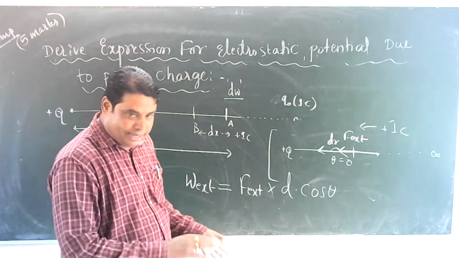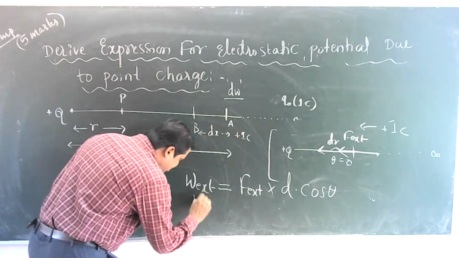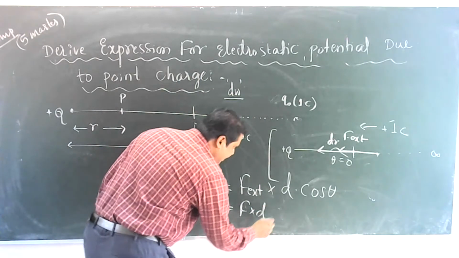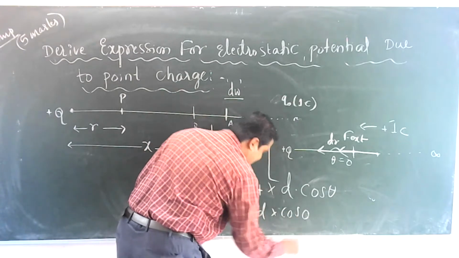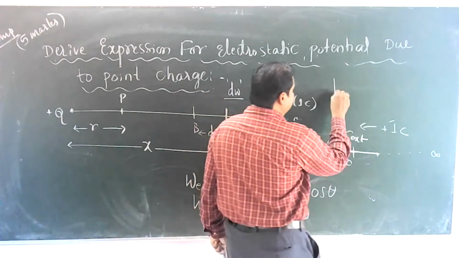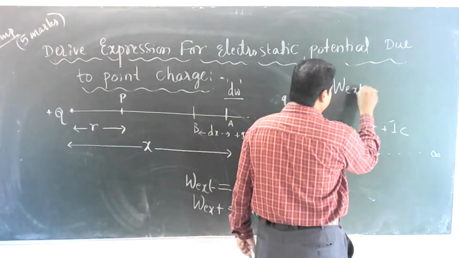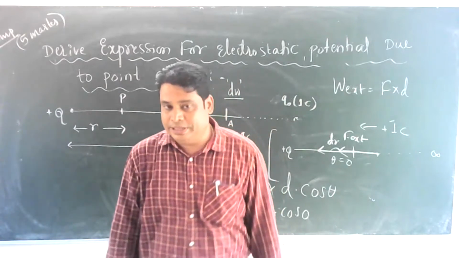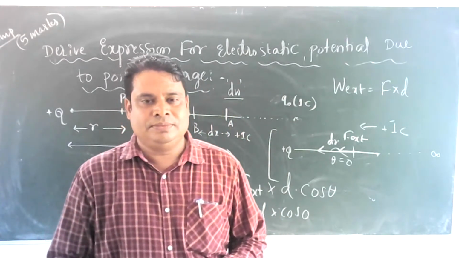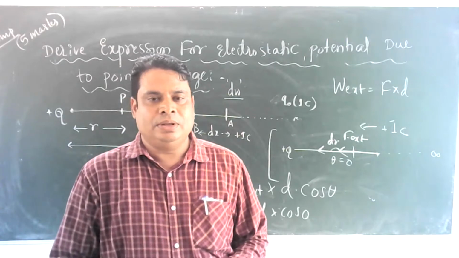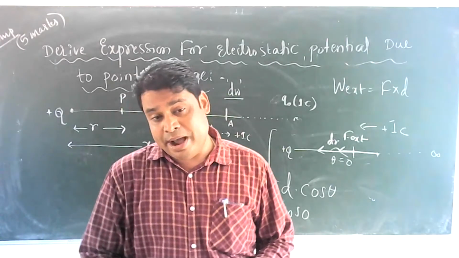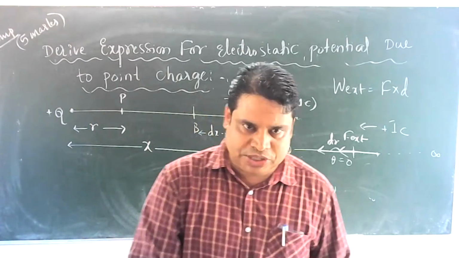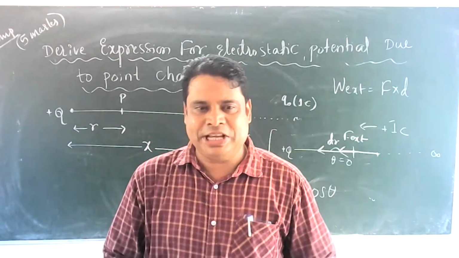If you put this in the expression, external work will be F into D into cos 0, which is equal to F D. External work is equal to F into D, force into displacement. So, work done by external force in bringing your unit positive charge is positive.